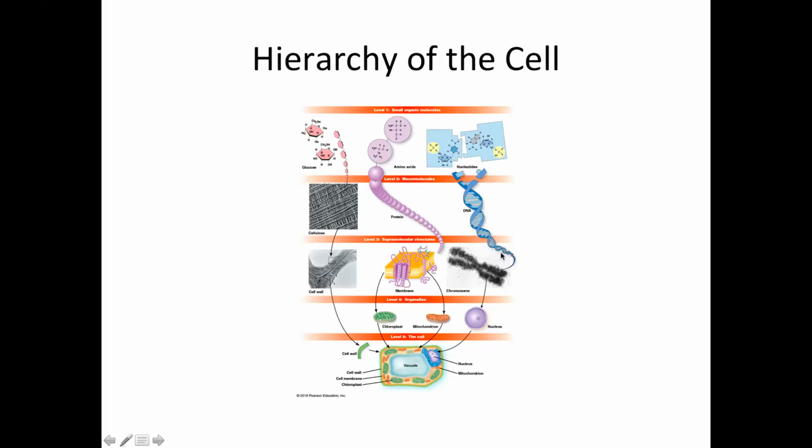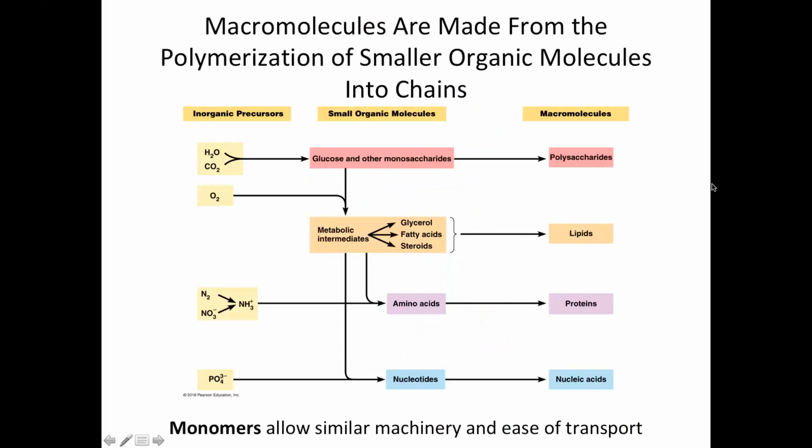And all of that comes together in our cells. Macromolecules are made from the polymerization, from the putting together of smaller organic molecules into those long chains. This is going to be true mainly for our polysaccharides, our proteins, and our nucleic acids. We start with our inorganic precursors. We make those small organic molecules like our monosaccharides, our amino acids, and our nucleotides, and they come together to form macromolecules. Now keep in mind that lipids are that unique thing. They don't have that same polymerization that you're going to see with the other macromolecules.